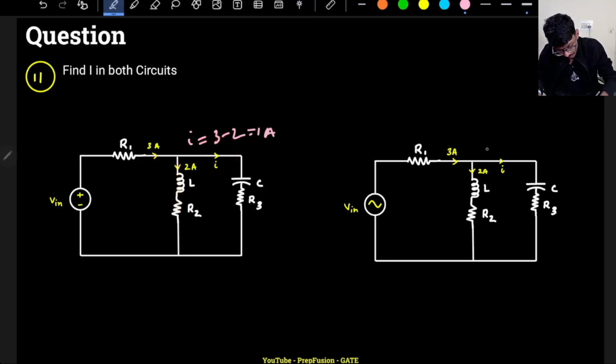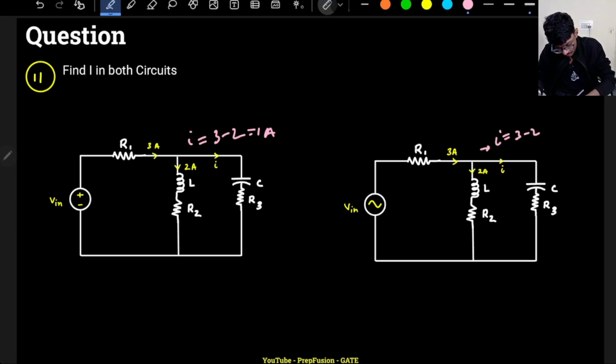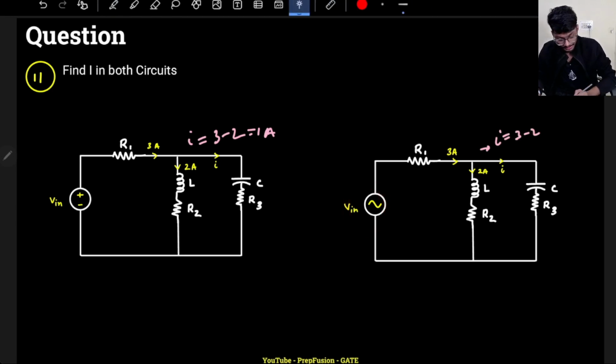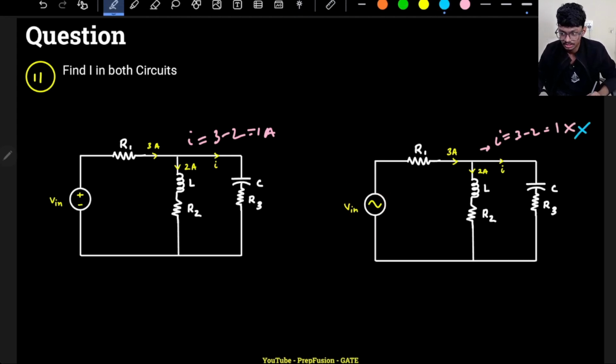Here, will I be able to apply the same KCL, that I is equal to 3 minus 2? Remember, the input is AC. Here I will not be able to apply the same concept. So you will say, then sir, KCL is invalid. No, KCL is valid. What is invalid is you applying this algebraic addition. I have told you previously as well, we cannot do algebraic addition or subtraction. We have to do phasor addition.